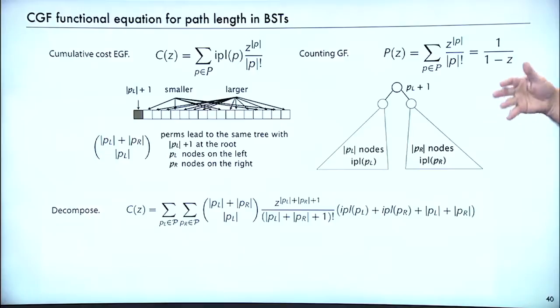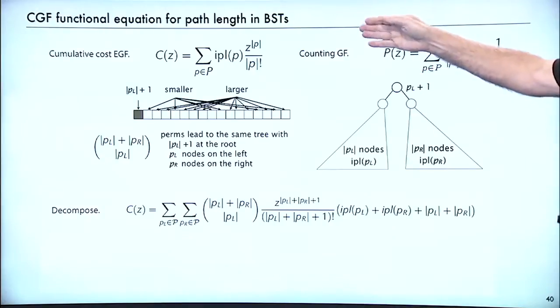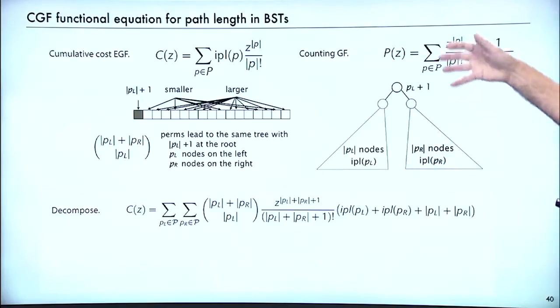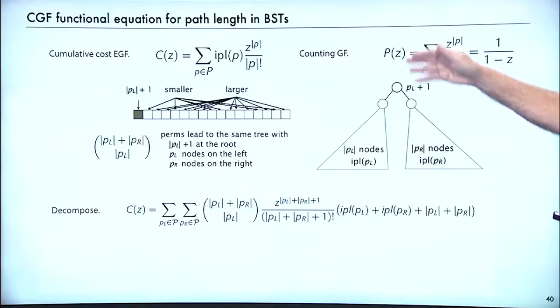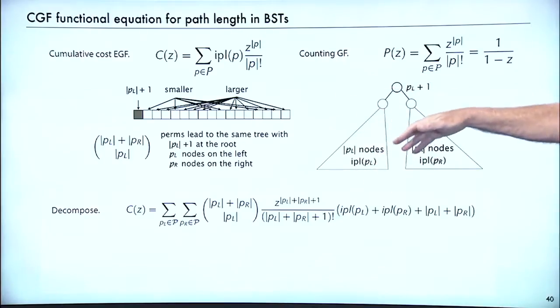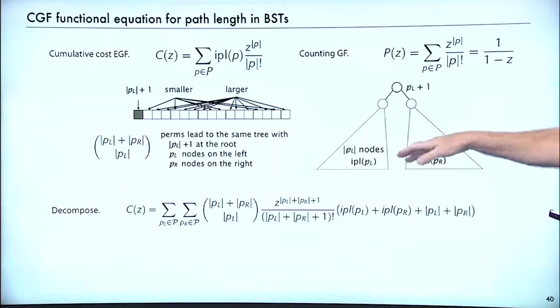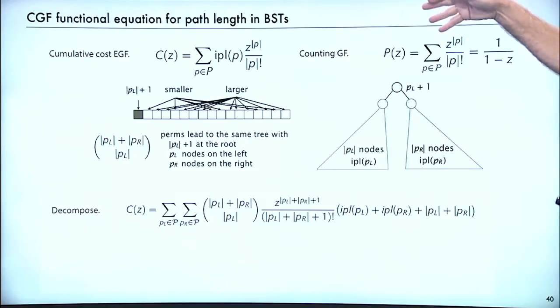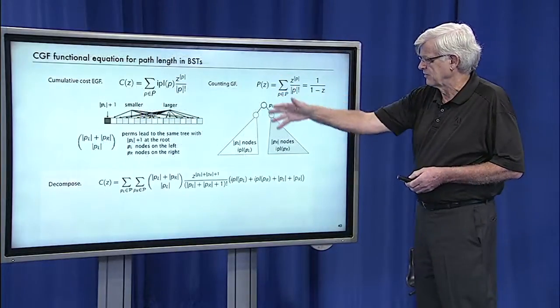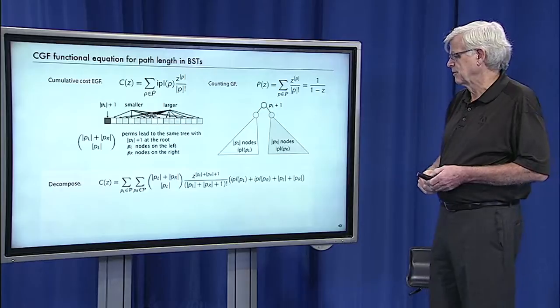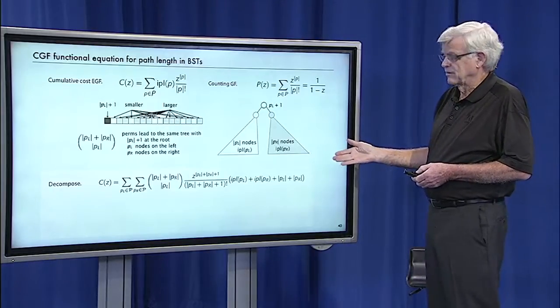And so that decomposition from a permutation P to a permutation that gives rise to that tree, those are all the permutations that give rise to that. And then IPL of P has that recursive relationship as before. We can express everything there in terms of P sub L and P sub R because of this decomposition that we already talked about. And this one's even simpler than the other one.